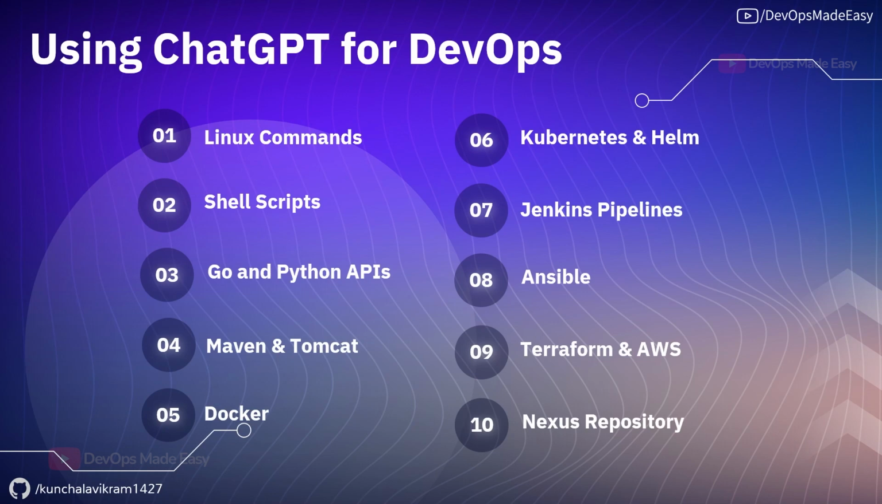Like we asked it some of the Linux commands, asked it to write shell scripts, some APIs using Go and Python, and then things related to Maven and Tomcat, Docker, Dockerization, Kubernetes and Helm charts, Jenkins pipelines, Ansible playbooks, Terraform and AWS, Nexus repository. So basically whatever we cover in our DevOps training, we tried to ask it all these questions, and to my surprise, it answered everything with 100% accuracy. Now let's see everything in action.